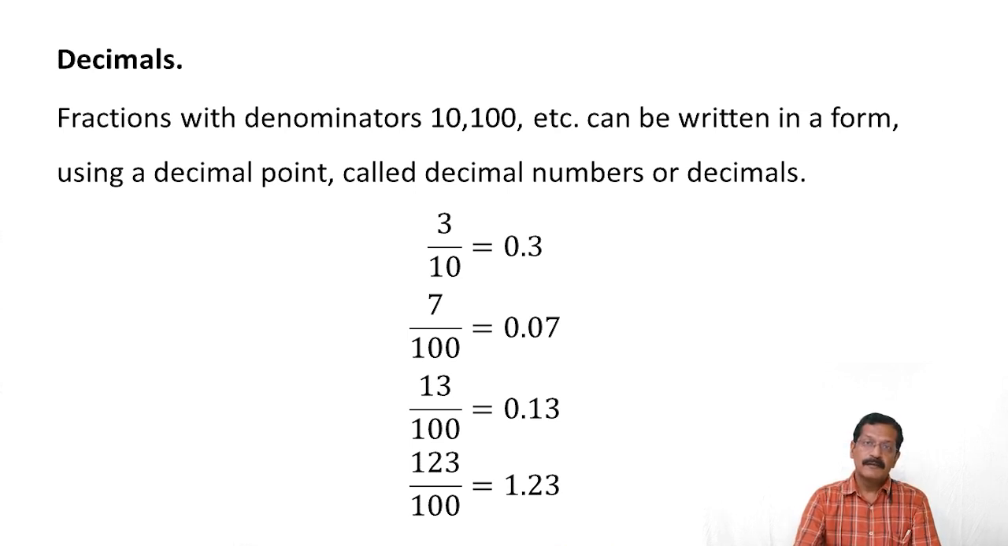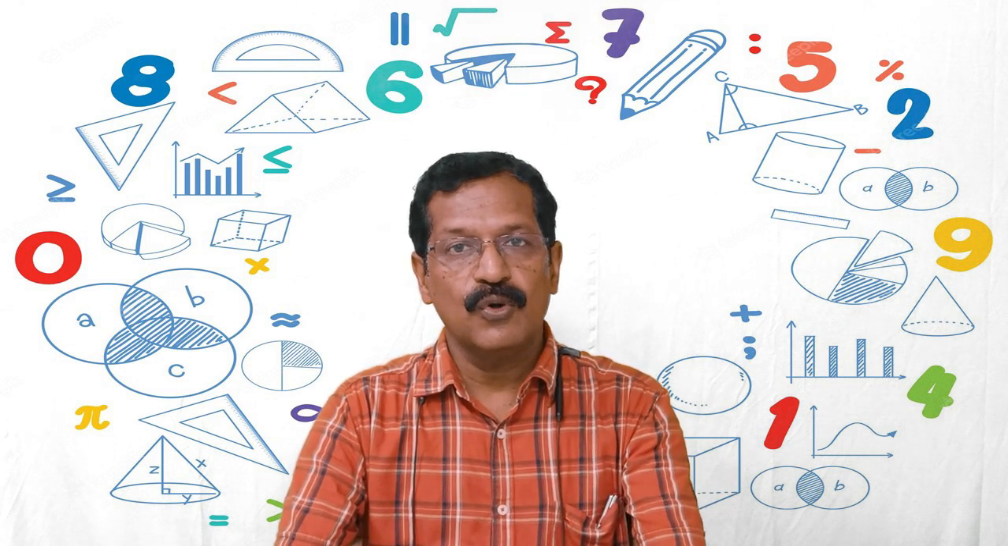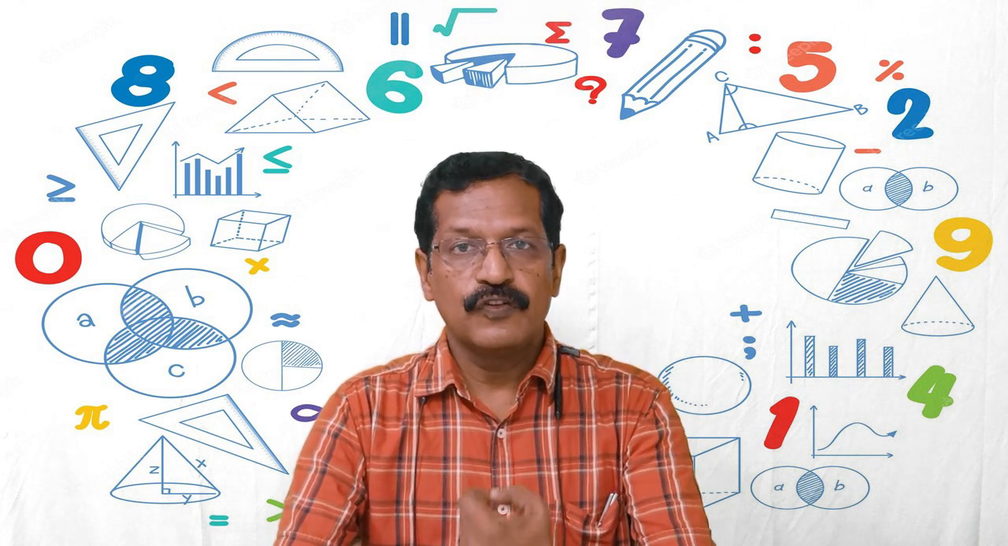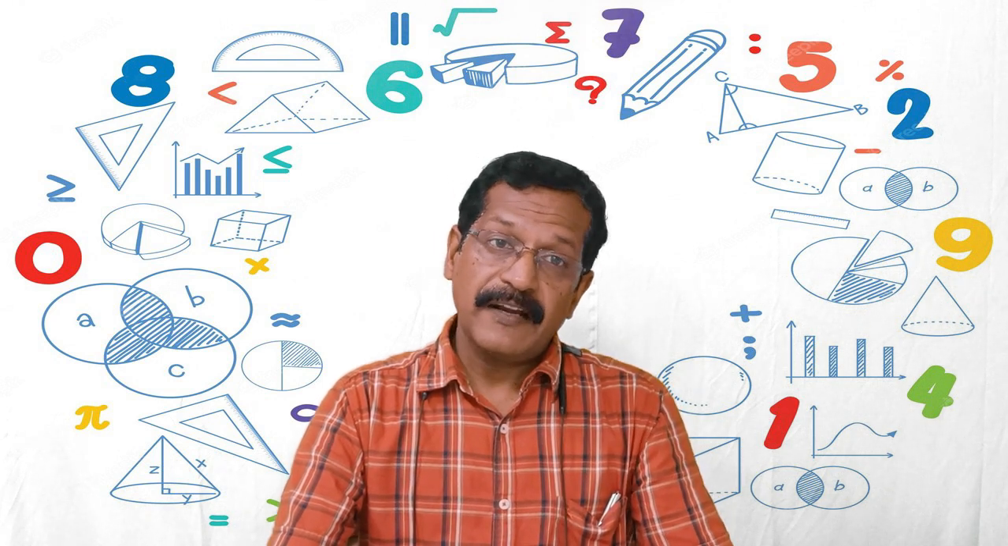If it is 15 by 1000, how can we write it? It can be written as 0.015. Why? Because 1000 is having 3 zeros and 15 has only 2 digits, so it can be written as 0.015. Dear children, fractions can be converted into decimals by writing them in the form with denominators 10, 100 and so on.